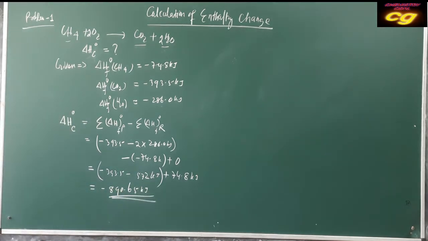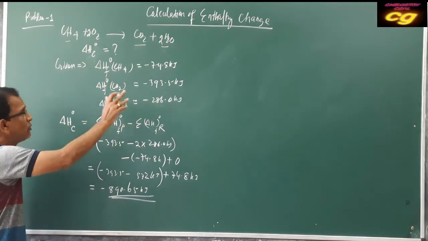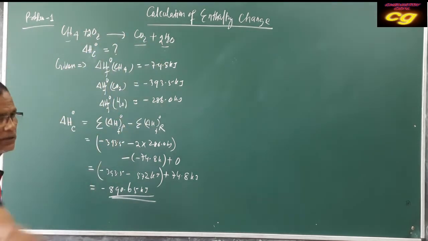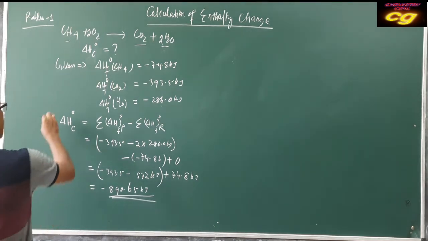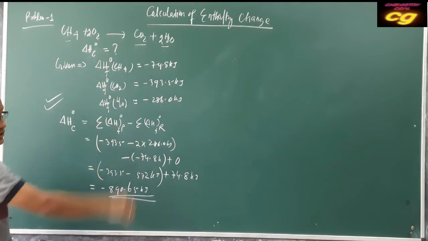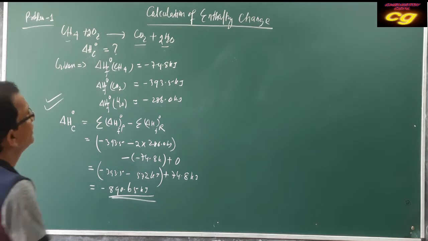Only one formula to remember: the enthalpy change for any reaction is equal to the product enthalpy of formation minus the reactant enthalpy of formation. You have to add for both sides, then do product minus reactant. This is a very important technique to calculate the enthalpy change of any reaction in terms of enthalpy of formation. Okay, this is problem 1. Then problem 2.